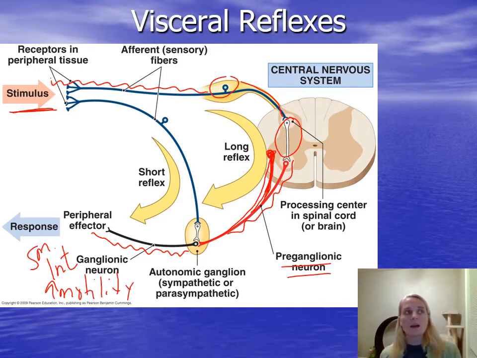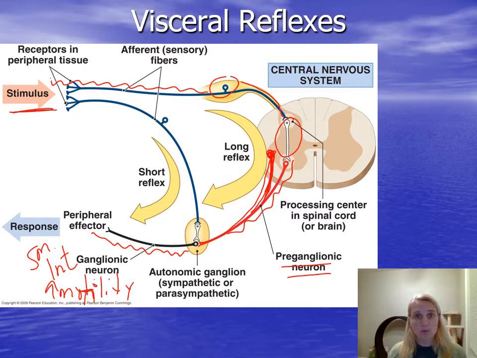Okay. These long reflexes tend to control more of the organ as a whole. So this whole small intestine increasing motility. That's a better word. I know my writing is really bad on the computer screen. So that's a long reflex. So we use the central nervous system, the spinal cord in this case, as part of it.